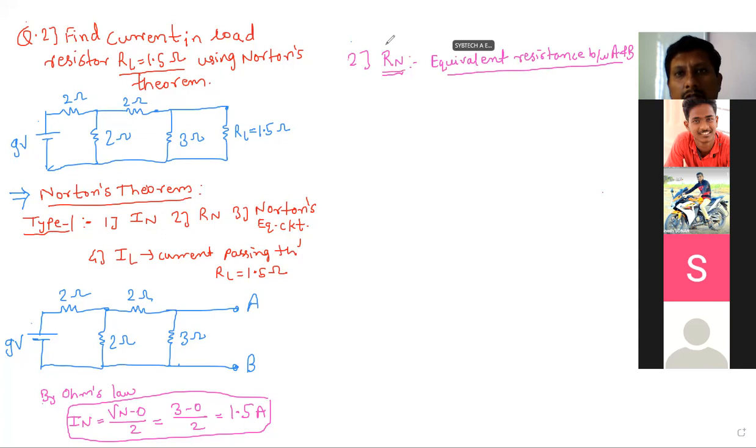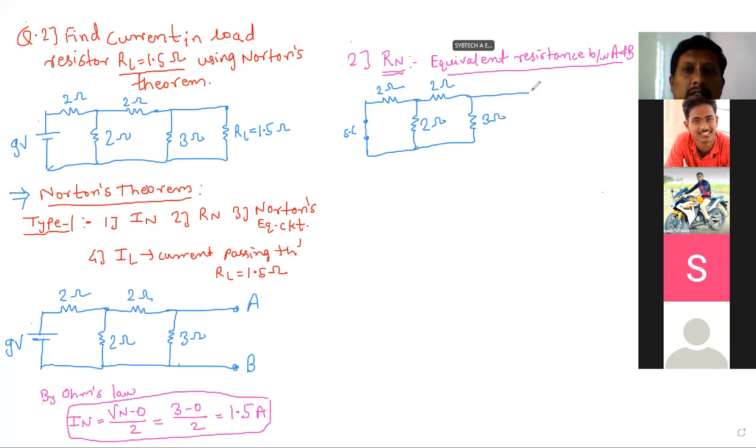So I will draw the diagram now. While calculating RN, you have to short the 9 volt. This is 2 ohm, this is 2 ohm, this is 2 ohm, and this is 3 ohm. And the A and B terminals should be open. Between A and B, you have to find out the RN value.